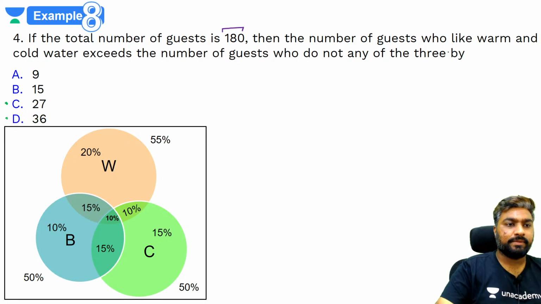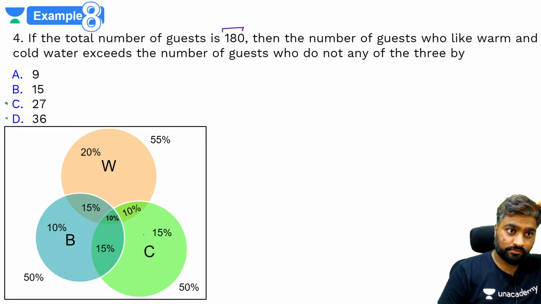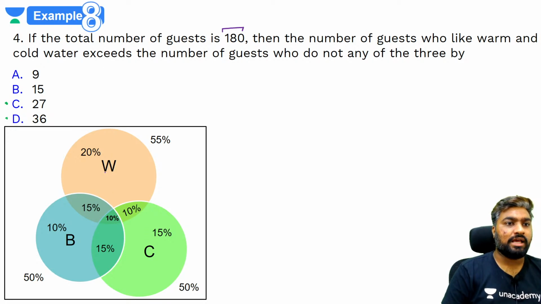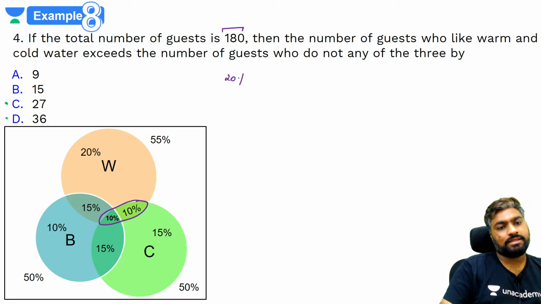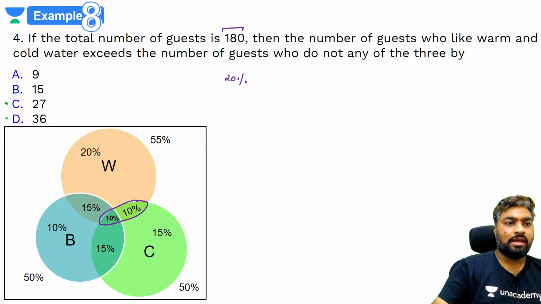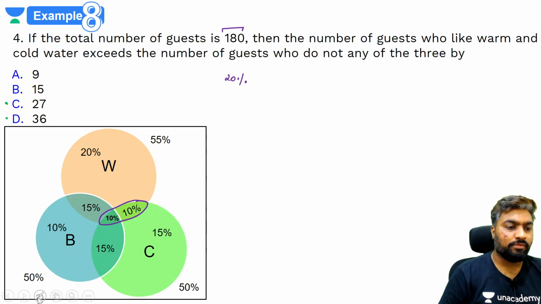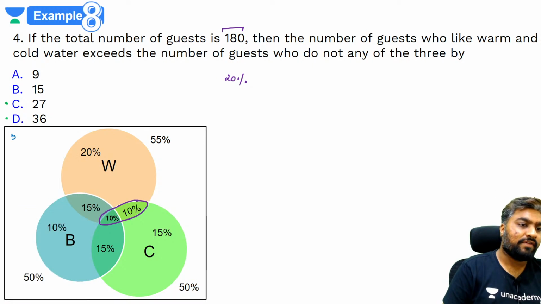Let's read this part. Number of guests who like warm and cold water. Warm and cold water. Yes, number of guests who like warm and cold water, which is how much? This 20%. Warm and cold. Yes. 20% exceeds the number of guests who do not like any of the 3. What do you mean by do not like any of the 3? It was said, right? 5% of the guests do not like any of the 3.